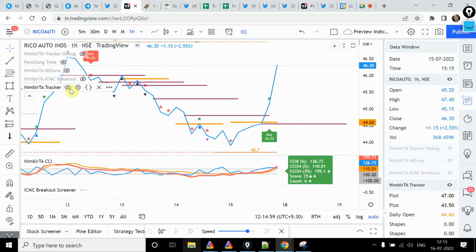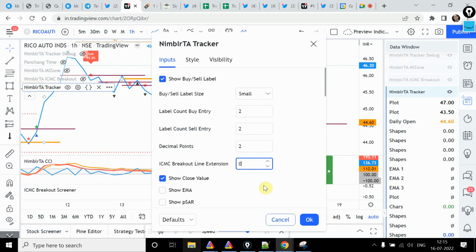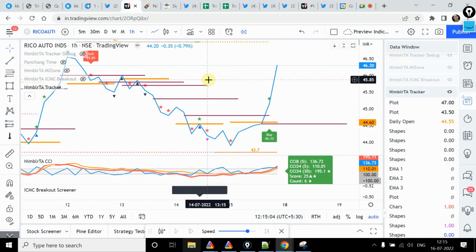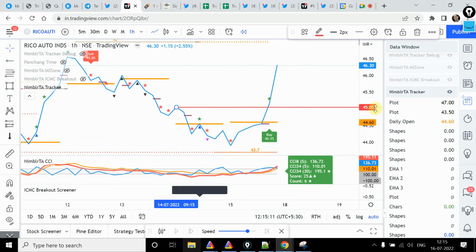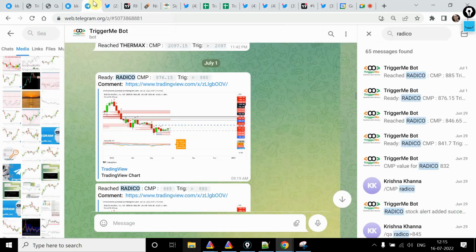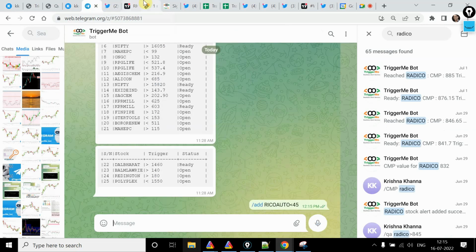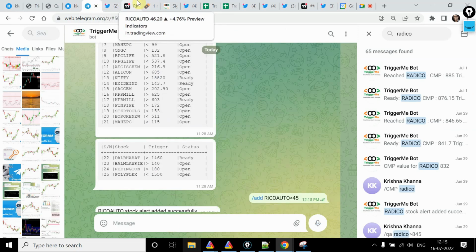So let me just disable these lines, because at times when I'm doing my analysis, I don't want those specific lines. I'm just looking for open lines. And now at this moment, I just draw a horizontal line, I write 4503. So what I would be doing is going to my trigger me bot at this moment, and over there I would just write quick add, or let me add with a comment, add Rico Auto less than 45, right? I put this as a comment.